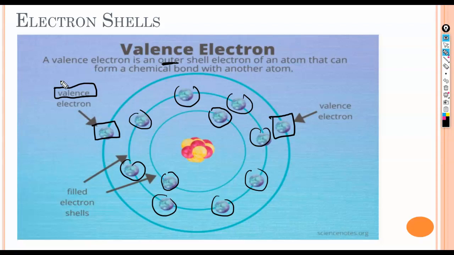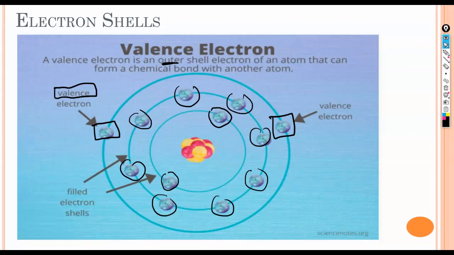The reason we only care about valence electrons and we don't care about all the electrons is because the valence electrons, because they're on the outside, are the most likely to be able to interact in reactions like chemical reactions. So that's why we're going to be focusing on valence electrons.